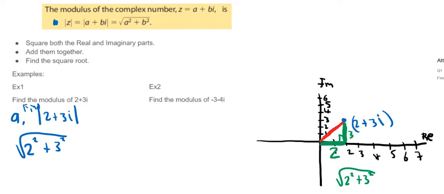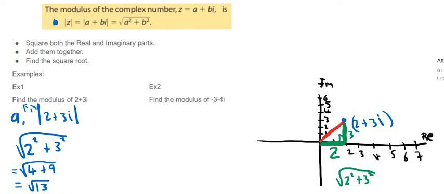You could put all of that into the calculator together if you wanted, but 2 squared would be 4, 3 squared would be 9. So the final answer then would be the square root of 13, and you could put that in a calculator and get a decimal, but generally when you're finding modulus, it's okay to leave it in that form, in surd form.